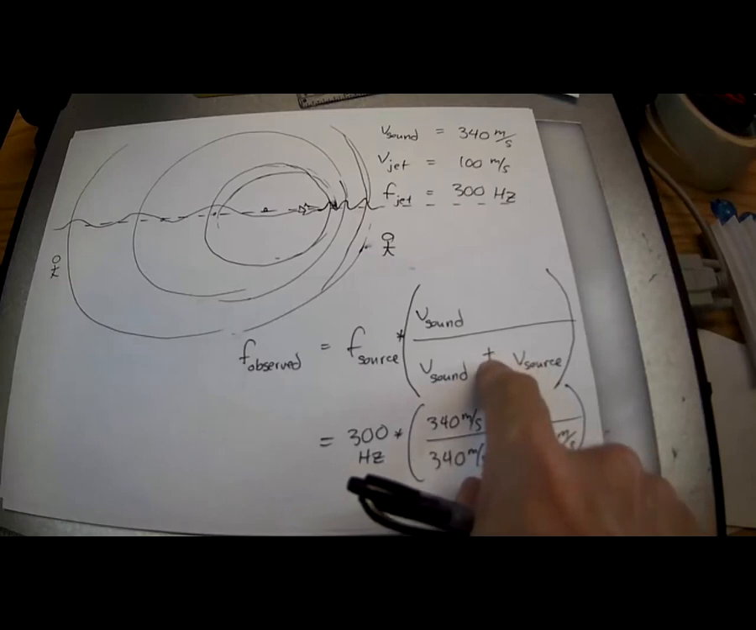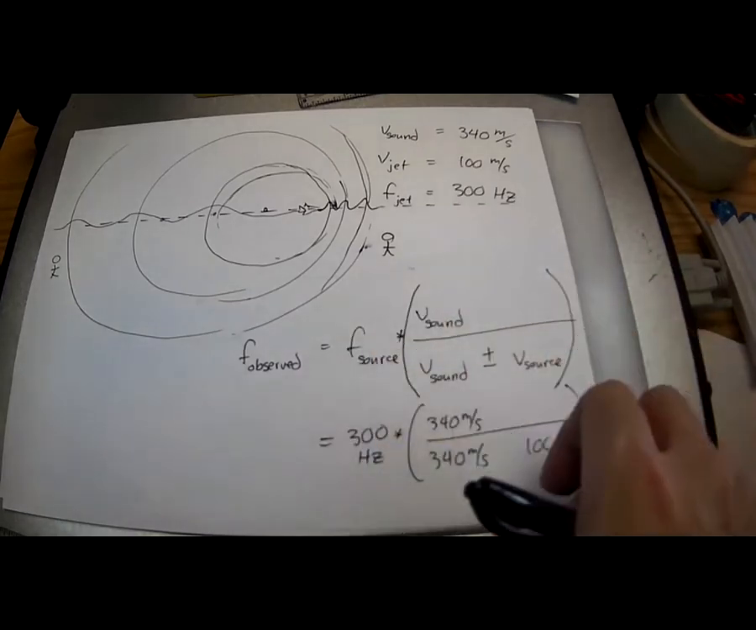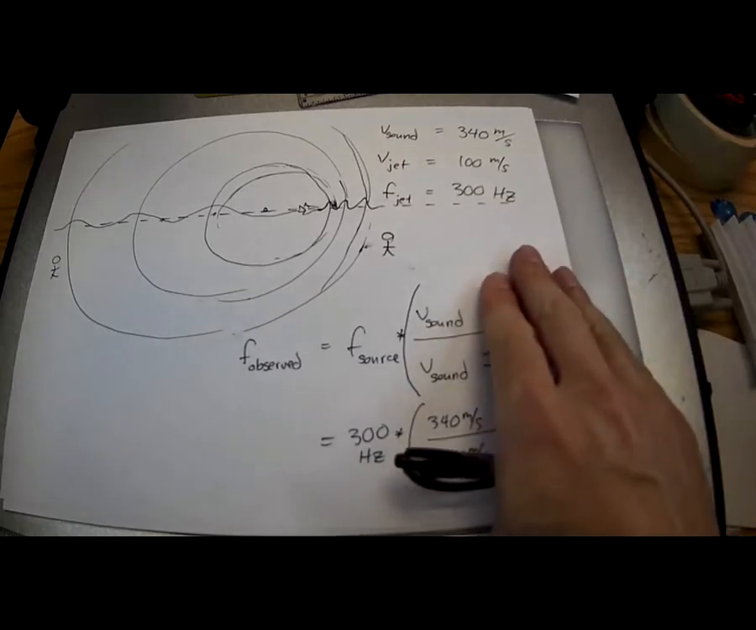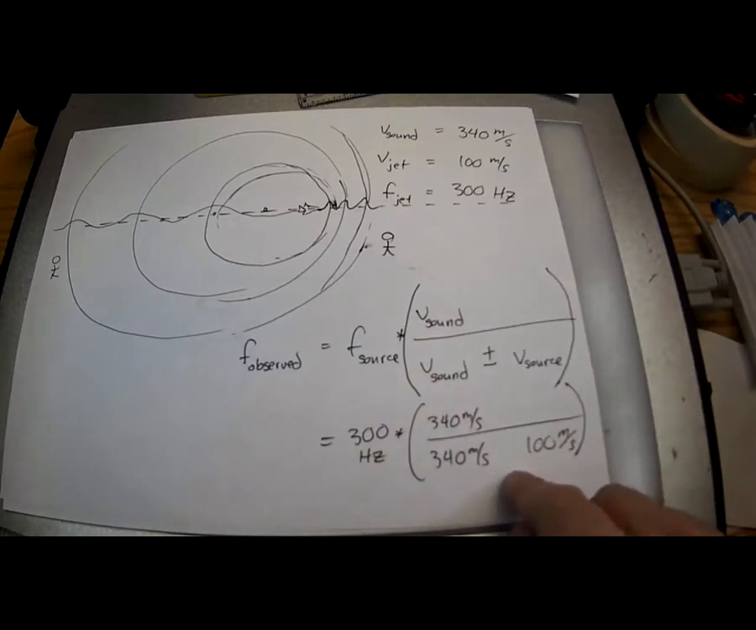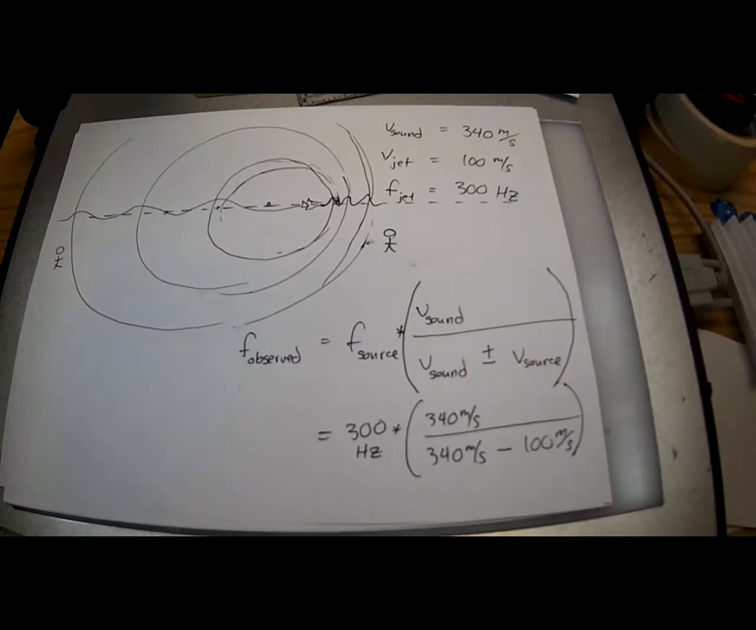Well, if you did plus, wouldn't that make the denominator really big? Wouldn't that make the overall fraction small? Right? So speed of sound over speed of sound is 1. So how do you pump this fraction up more than 1? Well, you need to decrease the denominator, right? It's going to be subtract. You see that? It's going to be subtract. Okay. So let's see what that would be.